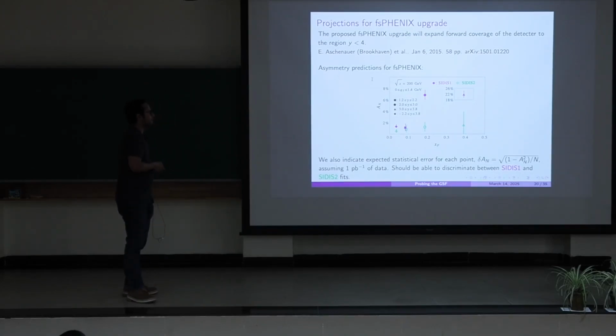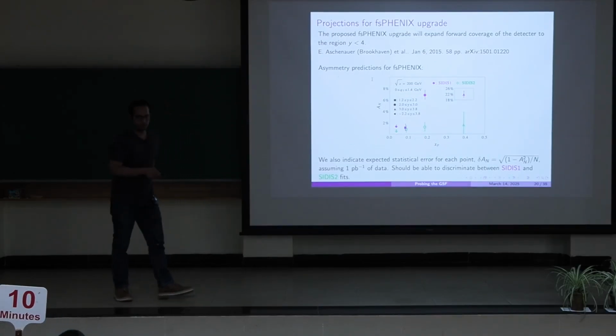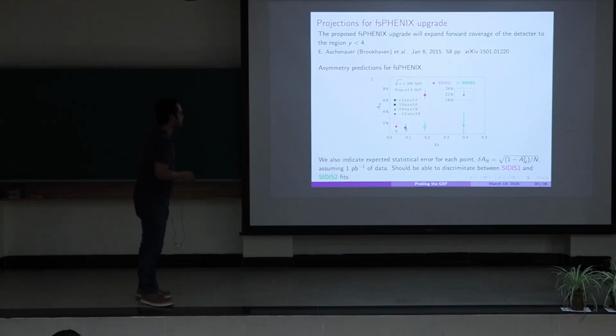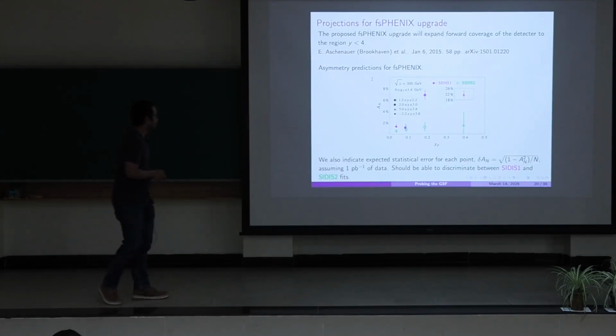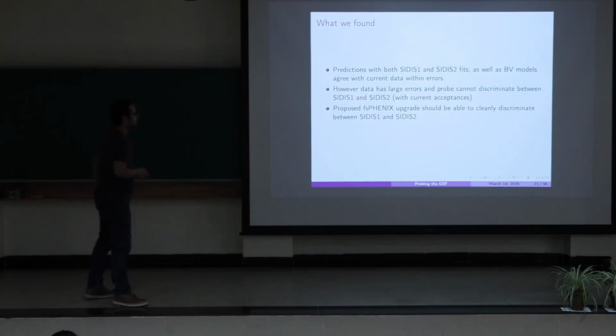I think that plan was dropped, but we made predictions for that proposal, and we found that once you observe things in the forward region, where generally asymmetries are higher, given we could integrate over a large rapidity region, we showed that there will be enough cumulative data. It's possible to collect it to distinguish these two models. So basically, if the PHENIX upgrade goes through, they should be able to take enough data to distinguish between these two models.